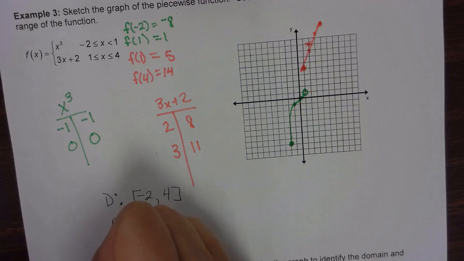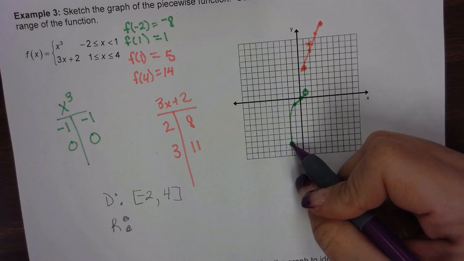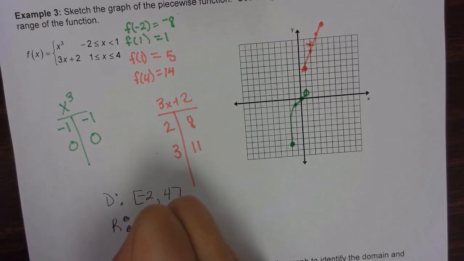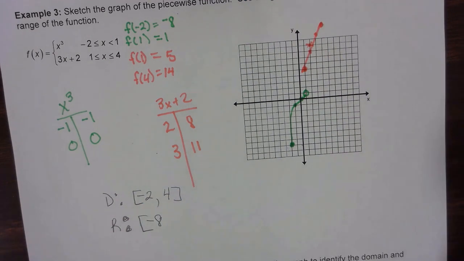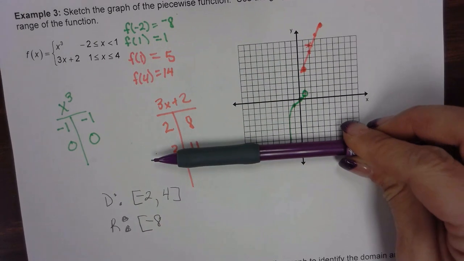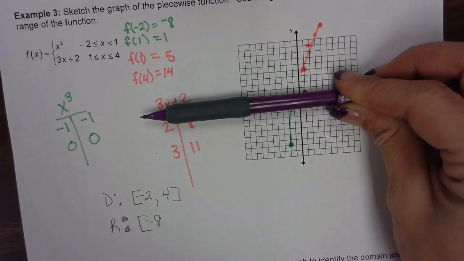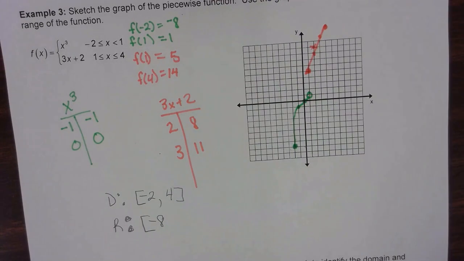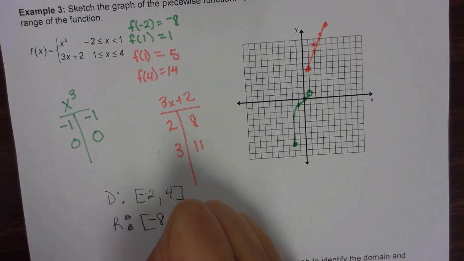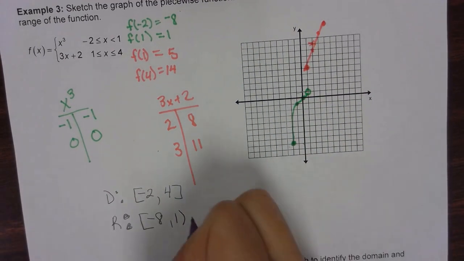Range, what is our farthest down? Right down here, right? That value is at -8, and that is filled in, so bracket. Now, here is our tricky part, guys. So as we are at -8, as we keep going up, we stop. We stop where? We stop at the value of 1. It's open, so it is a parenthesis.